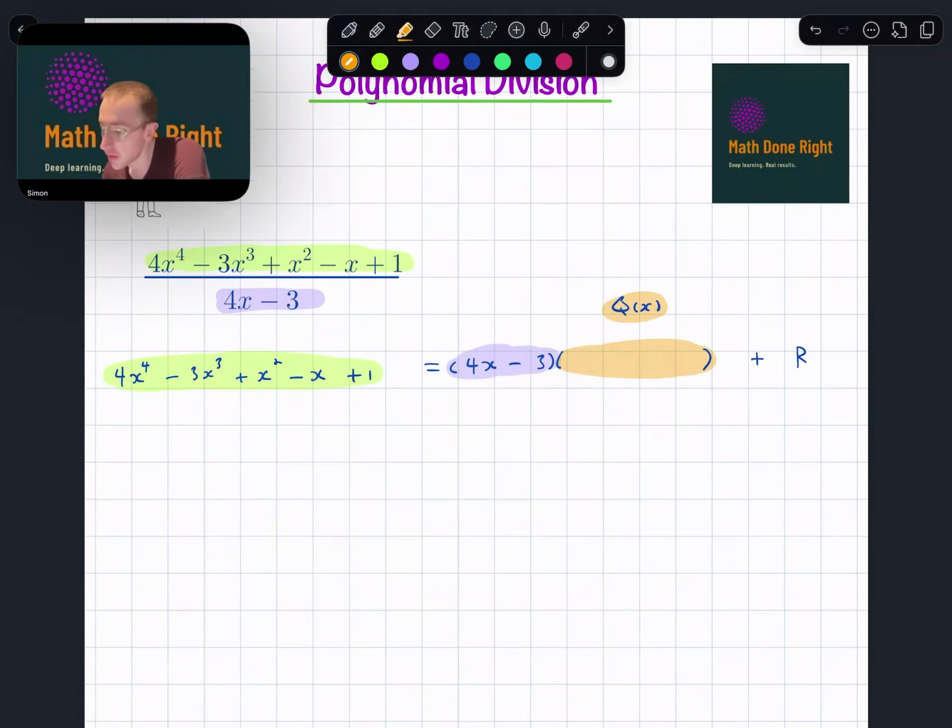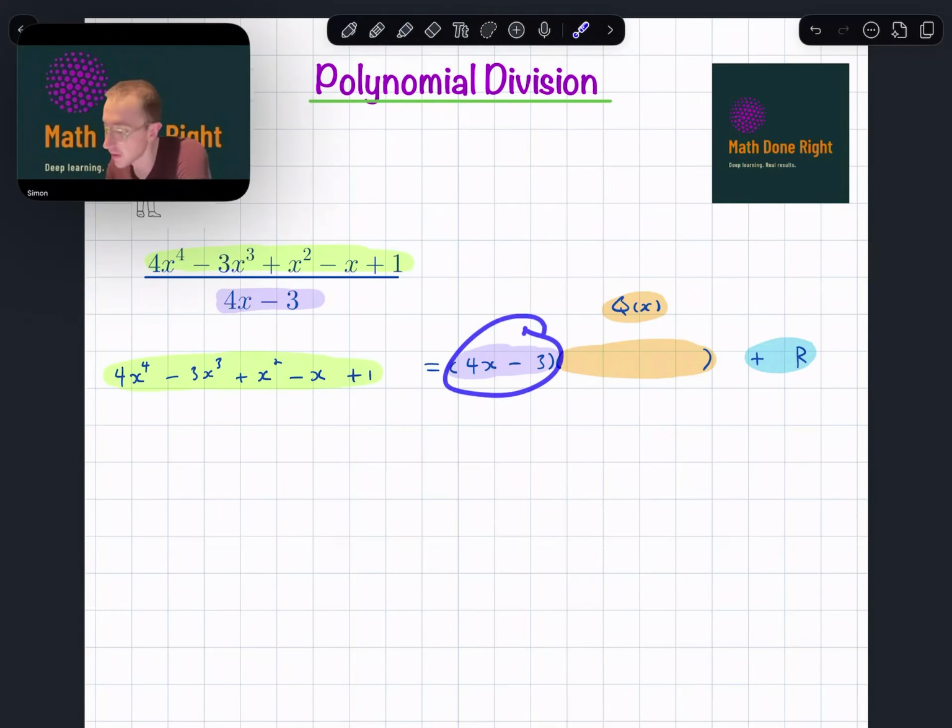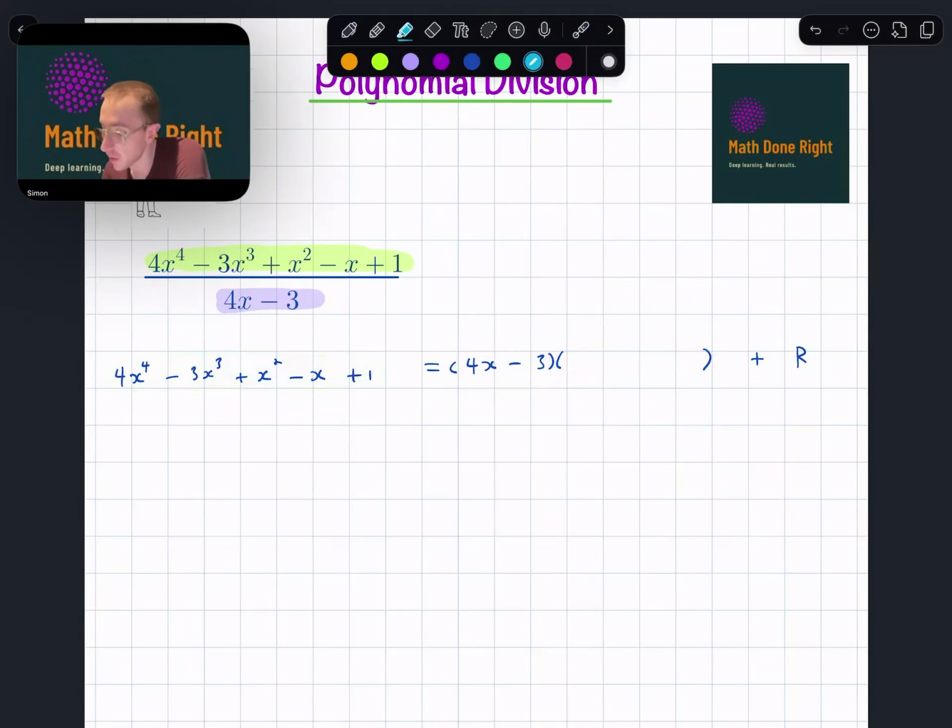So again, we set up our division statement. The dividend 4x^4 minus 3x cubed plus x squared minus x plus 1 is equal to 4x minus 3 times this quotient, which we're going to figure out. We're going to reverse engineer it, and then plus the remainder, which will be a constant because the divisor is a linear term. And the remainder, of course, always has to be a lower degree than the divisor. So what is the first thing we try to match? It's always the highest term and then worry about the rest of it after.